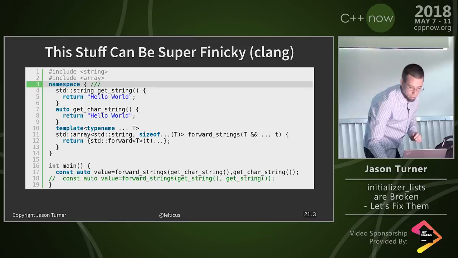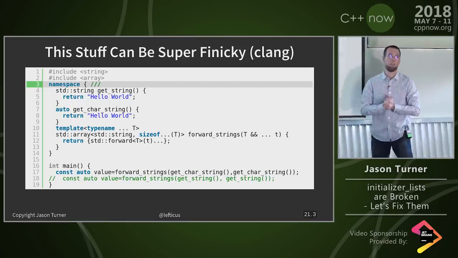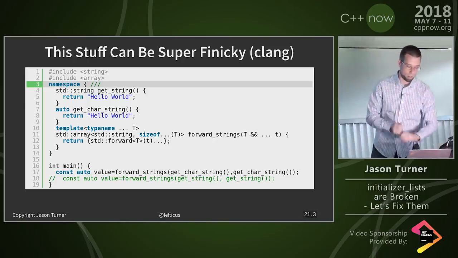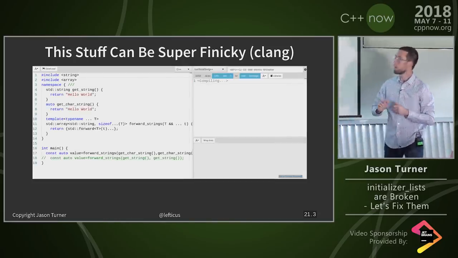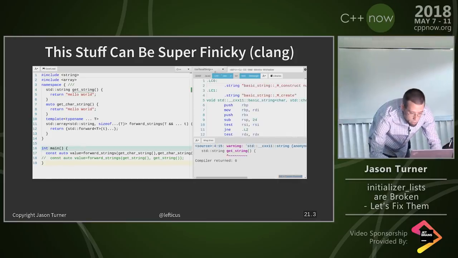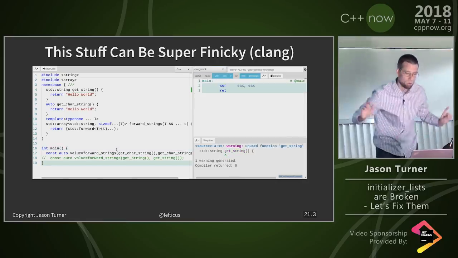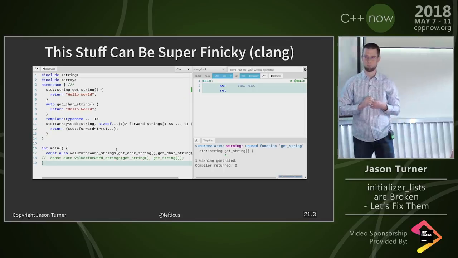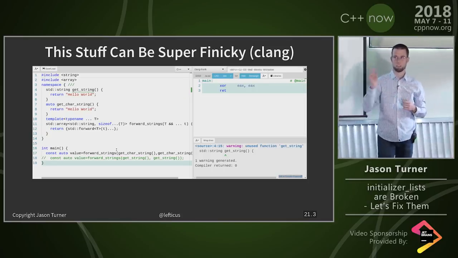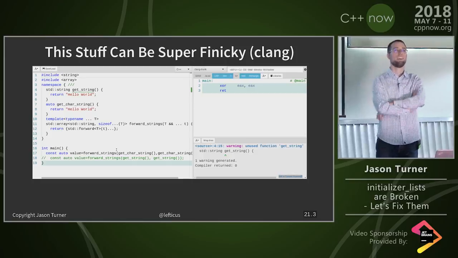So for extra finicky, someone who knows more about these things will have to explain to me what's going on here. To go back to our clang version, this is the version that's returning a character string. In this particular case, it optimized it away. What did I do differently?